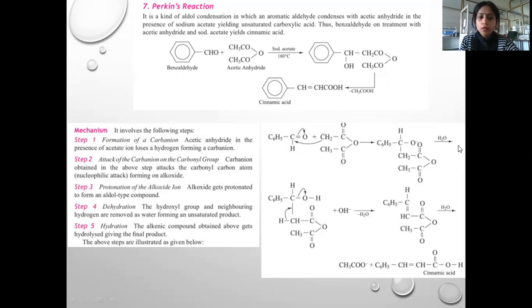So the first step is the formation of the carbanion. So what will happen is that acetic anhydride in the presence of the acetate ion loses a hydrogen and that forms a carbanion as shown in the figure here. Then the second step is the attack of the carbanion on the carbonyl group.